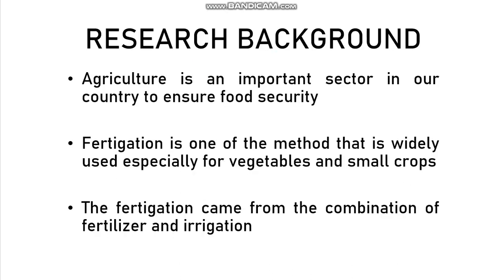Research background. As we all know, agriculture is an important sector in our country to ensure food security, especially during times of crisis like we are facing now, COVID-19. And fertigation is one of the methods that is widely used, especially for vegetables and small crops. Fertigation came from the combination of fertilizer and irrigation.